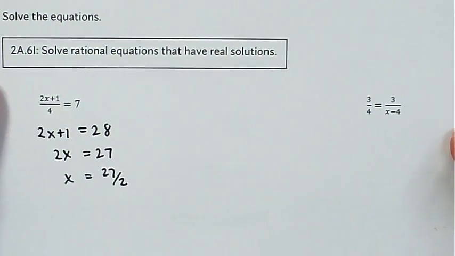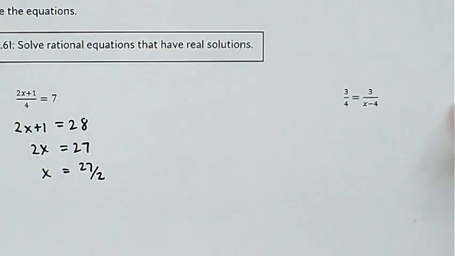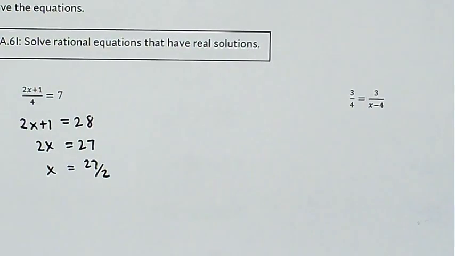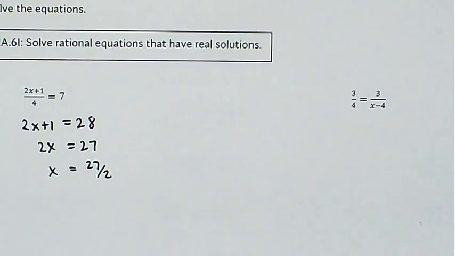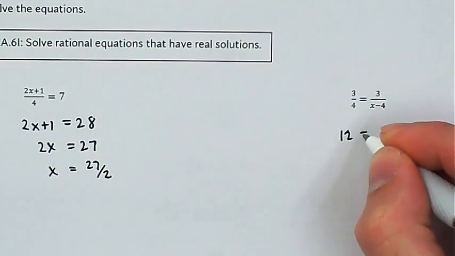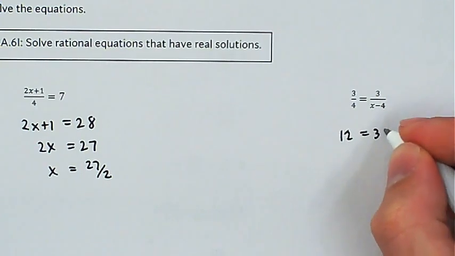We've done that before. This one on the right, I assume that you have solved equations like this before in your life. I think last time I taught it was when I was doing Math 7. But solving proportions is something I know you have experience with. I don't know what your teacher told you to do the last time, but I'm going to tell you to just cross multiply. So 4 times 3 is 12, and that's going to be equal to 3 times x minus 4.